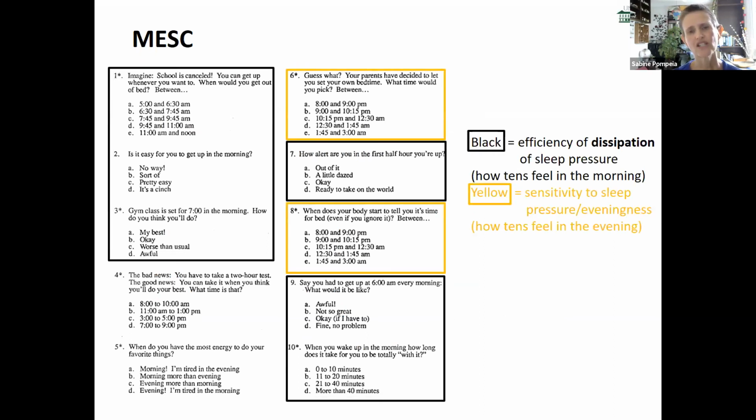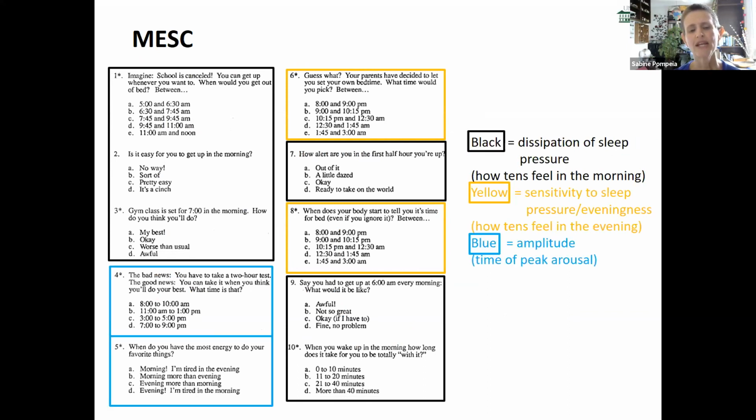This questionnaire also has 2 questions which are related to how teenagers feel in the evening. So these are probably really good for us. And the remaining 2 questions inquire about time of peak arousal, which have been considered in the sleep literature as indicators of circadian amplitude.